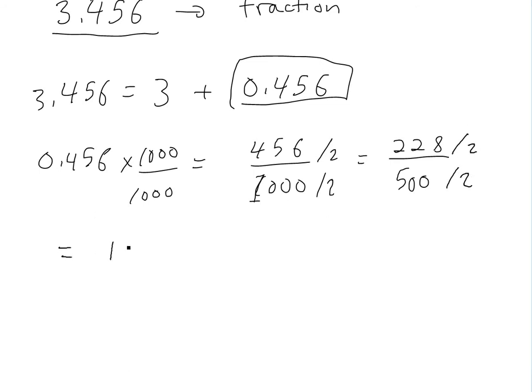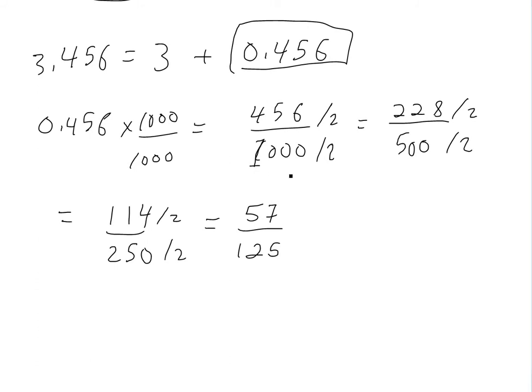This would equal 114/250. Again, it divides by 2, divides by 2. You're going to get over here 57/125. So now you can't divide by 2 anymore without getting a decimal place, but regardless, it still does it right here. You can't divide these out anymore. You can't divide to get a non-decimal.